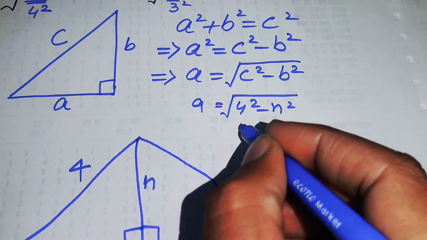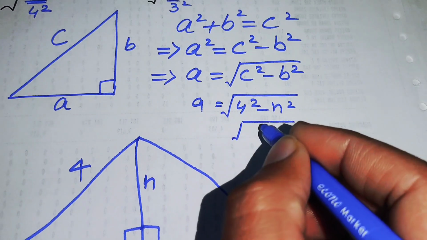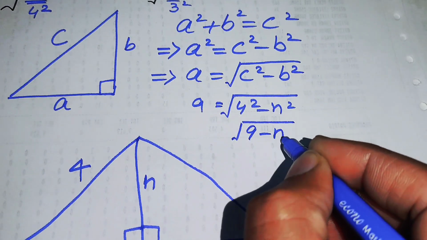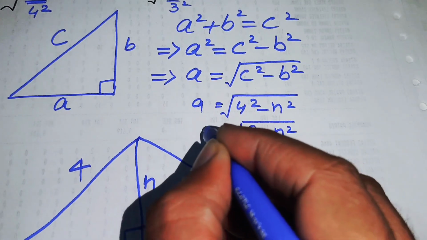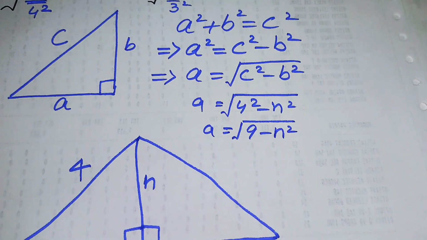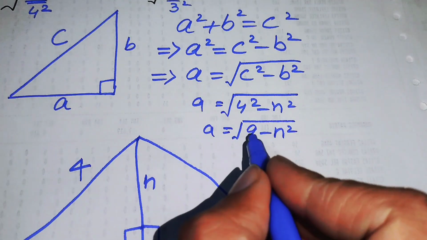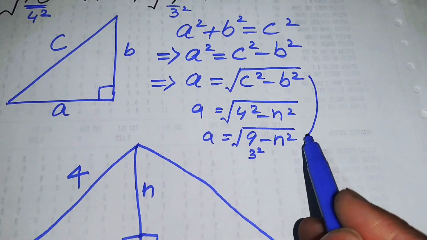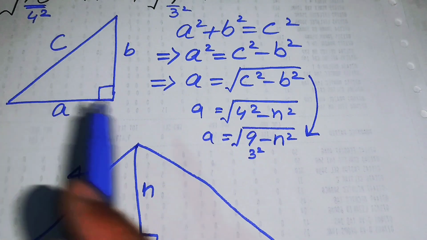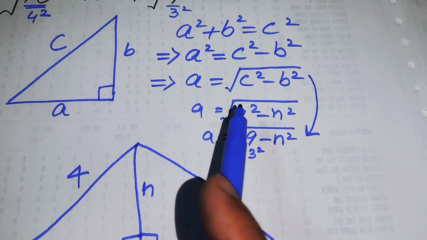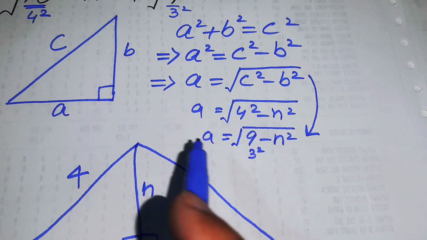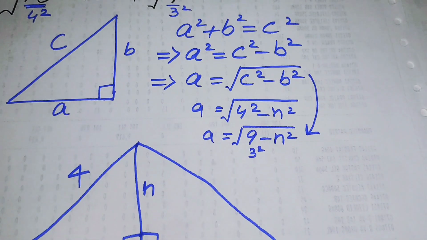So we write it as 9 minus square root of 9 minus n square. So we write it here. So in the next step we write here 9 as 3 square, so this 9 is 3 square. So now we compare this radical sign with this one, and you see that the value of c is 3 and the value of b is n.